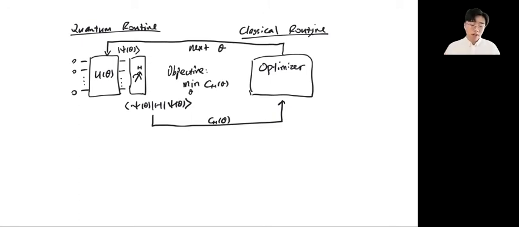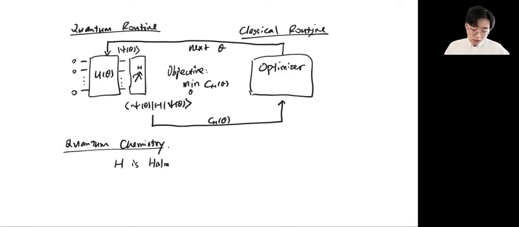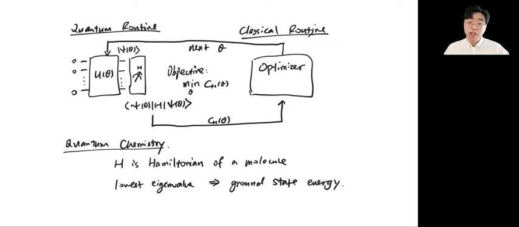It turns out that this hybrid quantum and classical routine is very useful in the context of quantum chemistry, where the matrix H is the so-called Hamiltonian of some electronic structure or molecule, and the lowest eigenvalue corresponds to the ground state energy of this molecule. So we can use this hybrid quantum classical algorithm to find the ground state energy of some molecule.